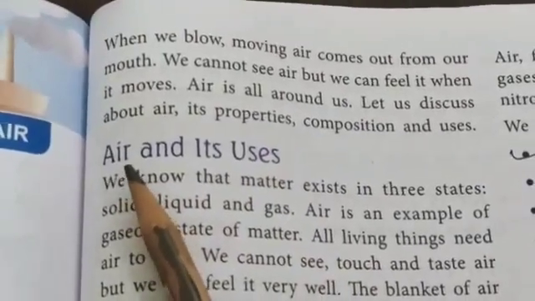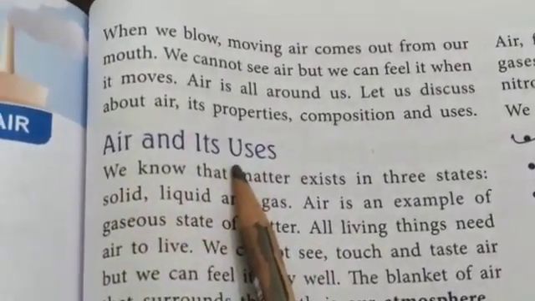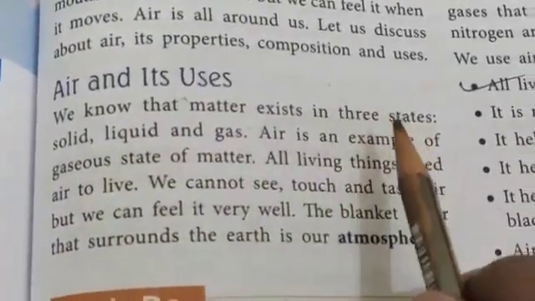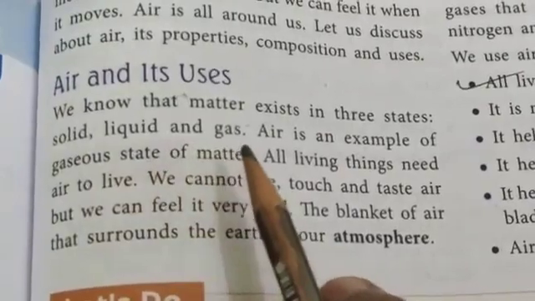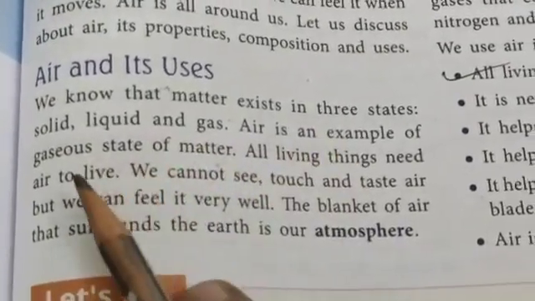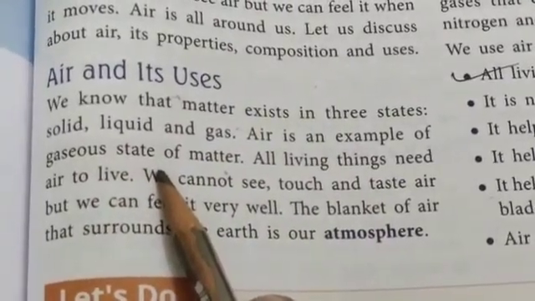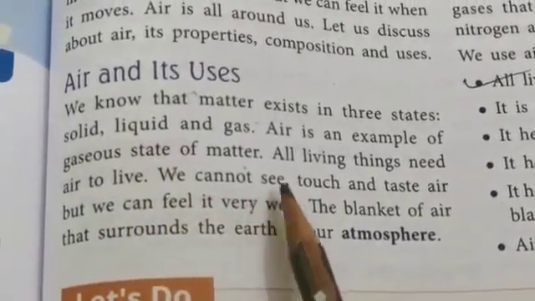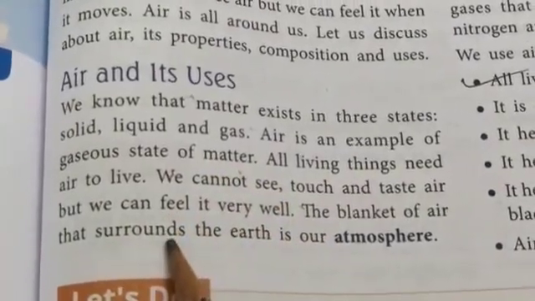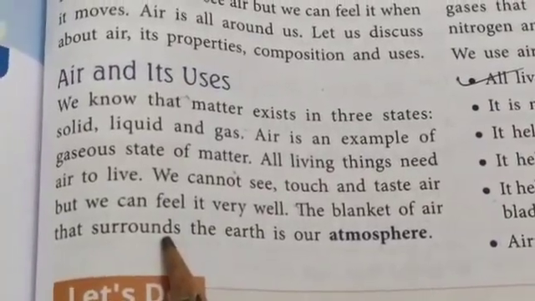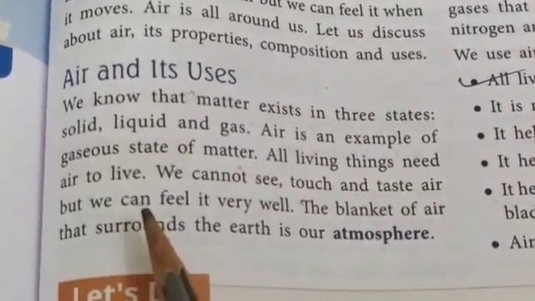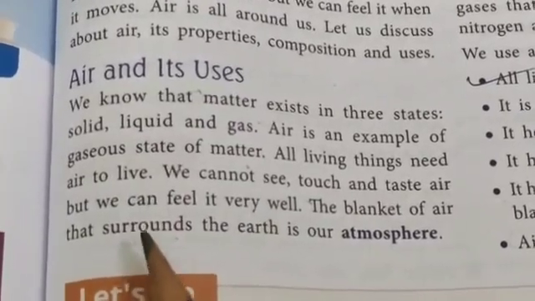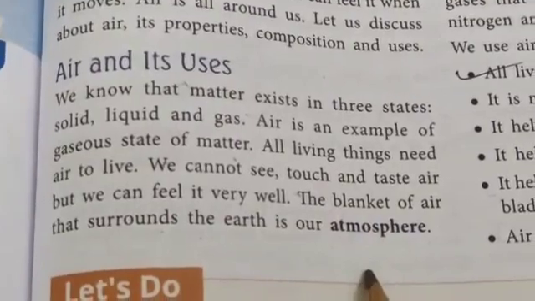Now let's discuss about air and its uses. Last year in Standard 3, you all have learnt that matter exists in 3 states: solid, liquid and gas. Air is an example of gaseous state of matter. All living things, they need air to live. We cannot see, we cannot touch, we cannot taste air, but we can feel it. And as you have learnt before also, there is a full blanket of air around the earth, and this blanket of air that surrounds the earth is called atmosphere.